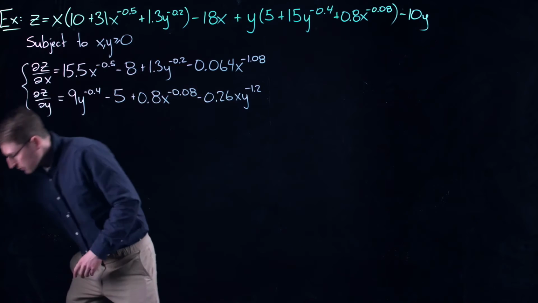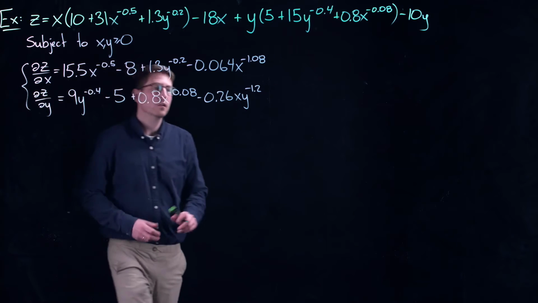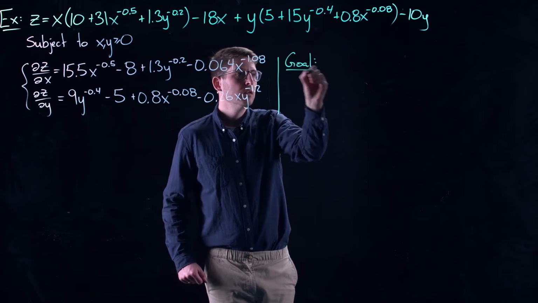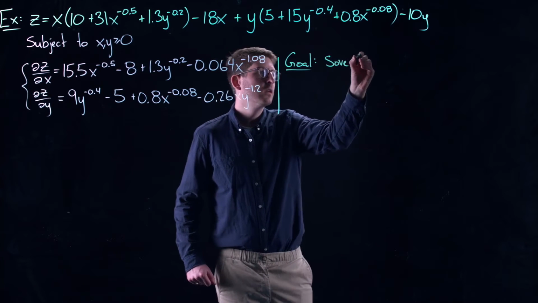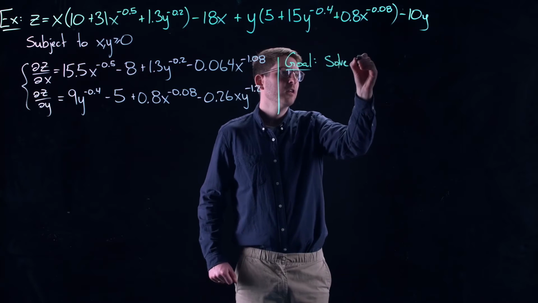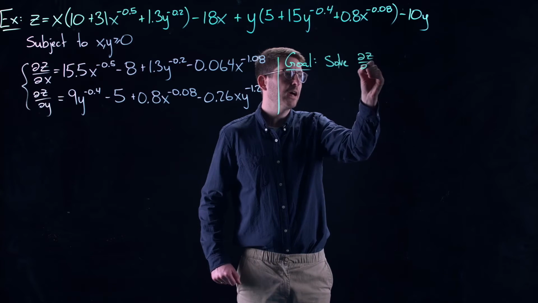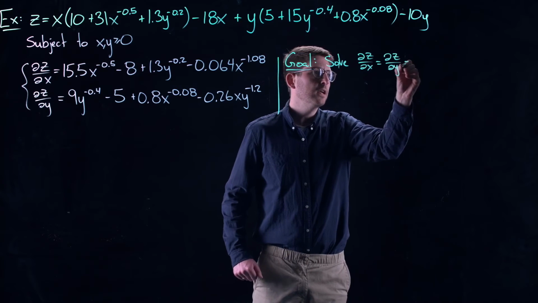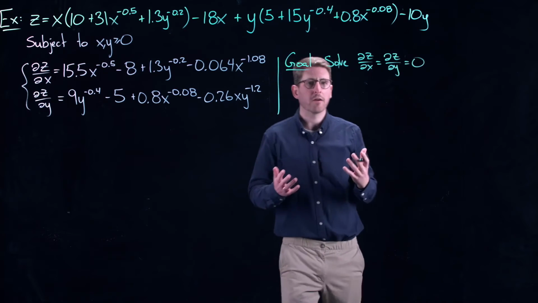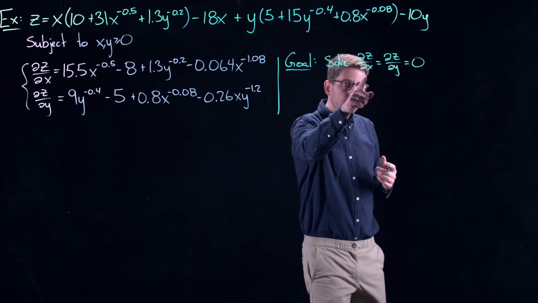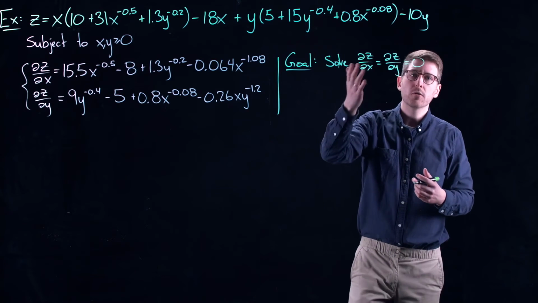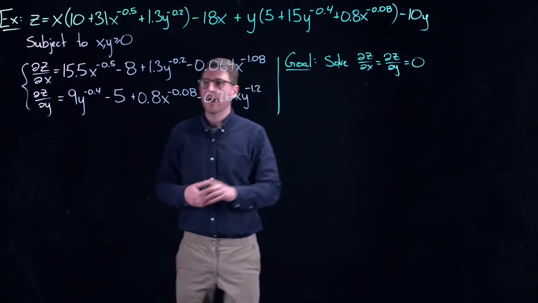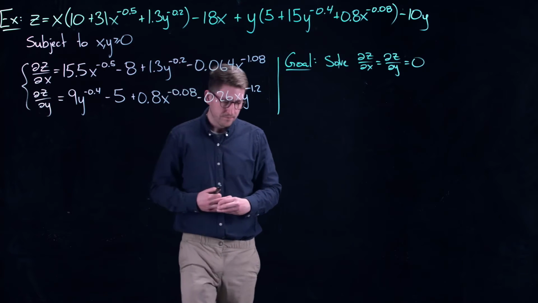Okay, so now what I would like to do, the goal, is to solve the gradient of z with respect to x equal to the gradient of z with respect to y equal to 0. That's the whole point, right? That is the gradient function. These are partial derivatives. That's both partial derivatives. That is finding that critical point inside the domain.